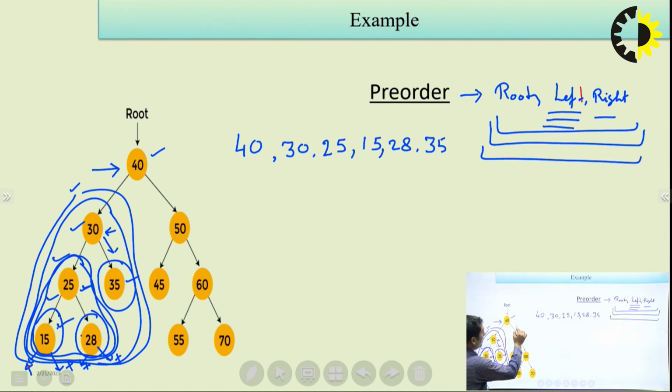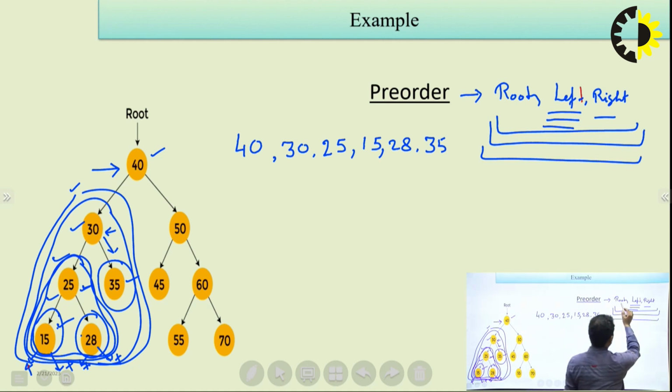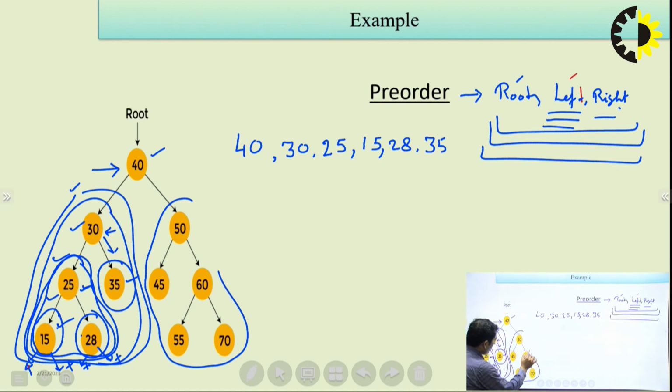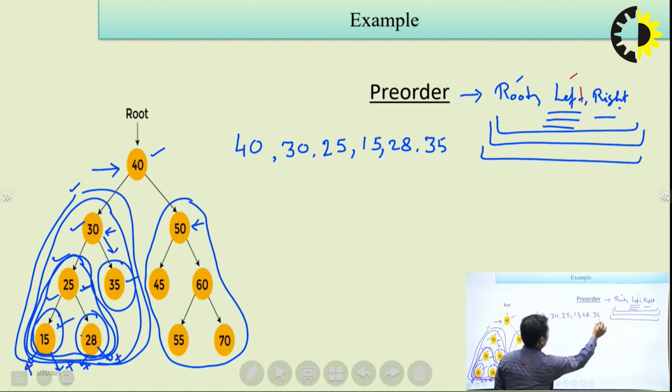Now, come to the right portion. We have visited root and left. Now, visit the right portion of this particular tree. This is the right portion of the original tree. This right subtree is also a tree. So, apply the same rule here, root, left and right. So, the root for this subtree is 50. So, visit this 50 right here.